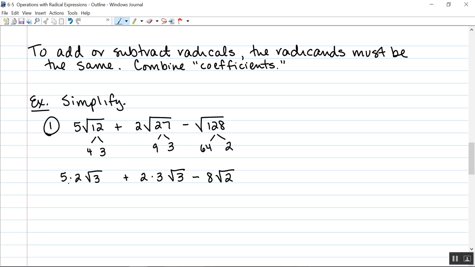Okay, let's simplify by multiplying the stuff out front. 10 square root of 3 plus 6 square root of 3 minus 8 square root of 2. Because I have the same radicands here, I can combine those, and I'll just add the 10 and the 6 to give me 16 square root of 3 minus 8 square root of 2.